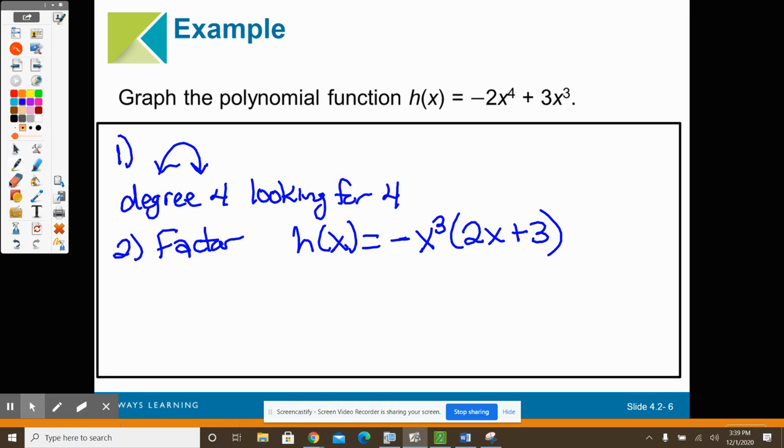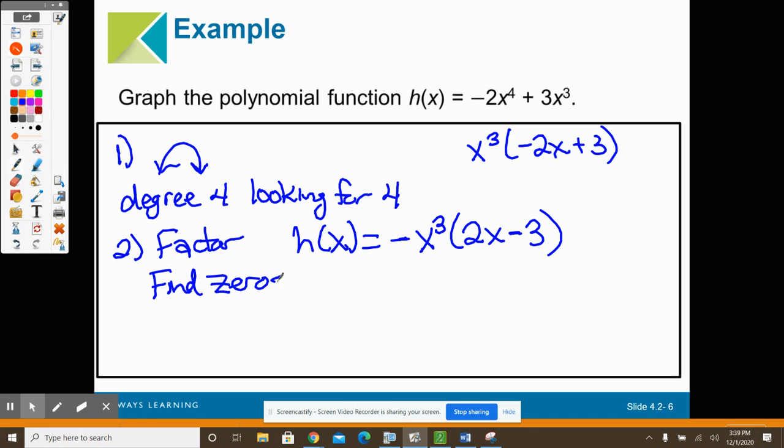I did that wrong, didn't I? Because I pulled out that negative, which will make this a minus 3. If you wanted to just pull out a positive, that would have been fine. If you would have just pulled out an x to the third, then you would have had negative 2x plus 3. That would have been fine as well. You'll get the same answer either way. So I factored it, and now I can find my zeros.